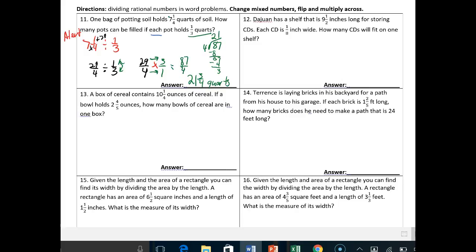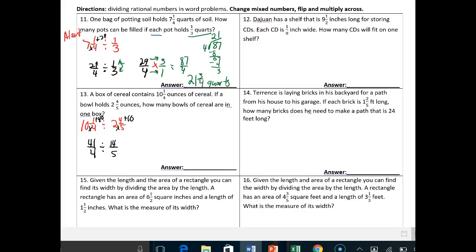All right, a box of cereal contains 10 1/4 ounces of cereal. If a bowl holds 2 4/5 ounces, how many bowls of cereal are in one box? So again, how many bowls can we fit inside of one box? So we are dividing 10 1/4 divided by 2 4/5. And again, an alert should go off and you say, I got nothing but mixed numbers here. Change them into improper. All right, so we have 41 over 4 still divided by 14 over 5.